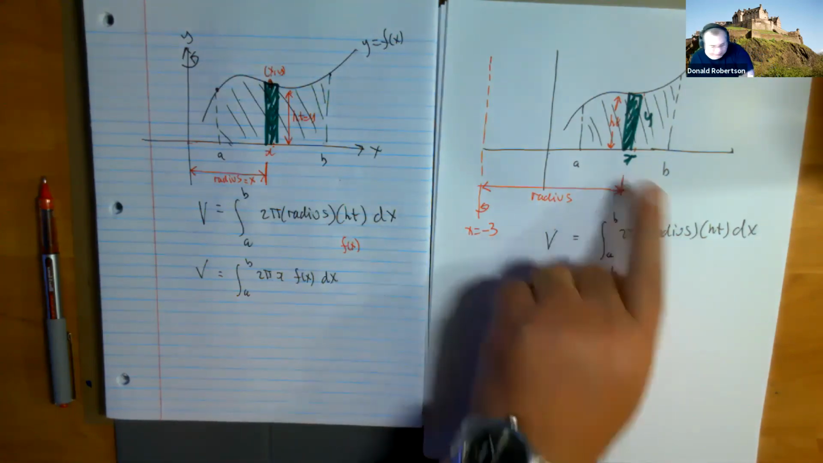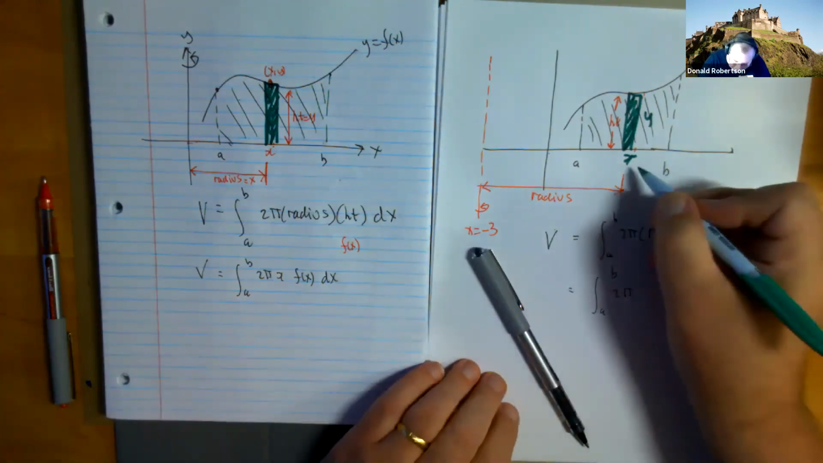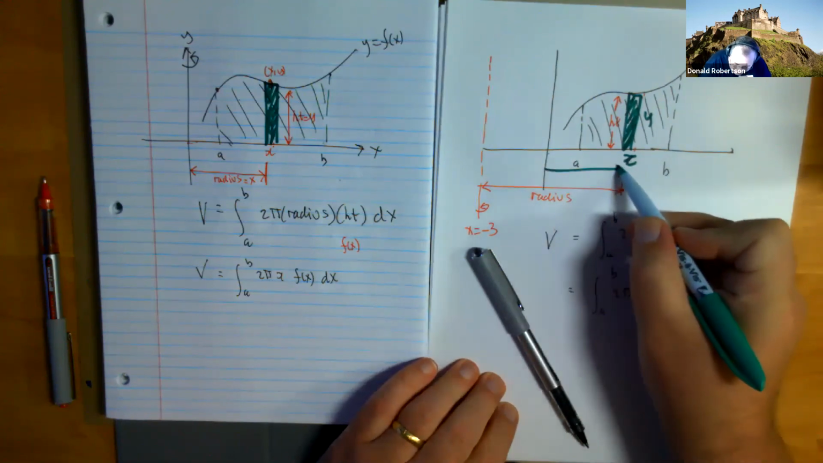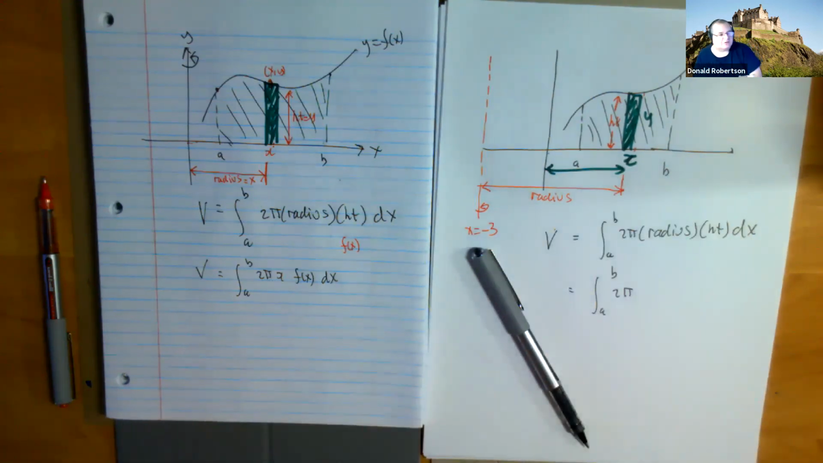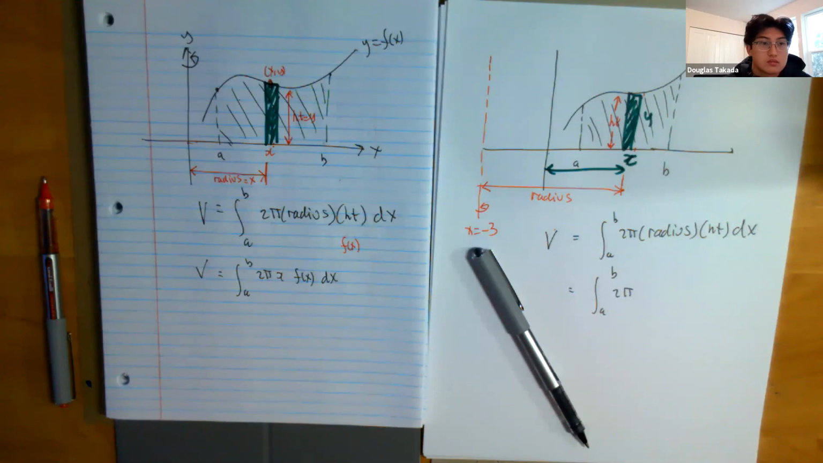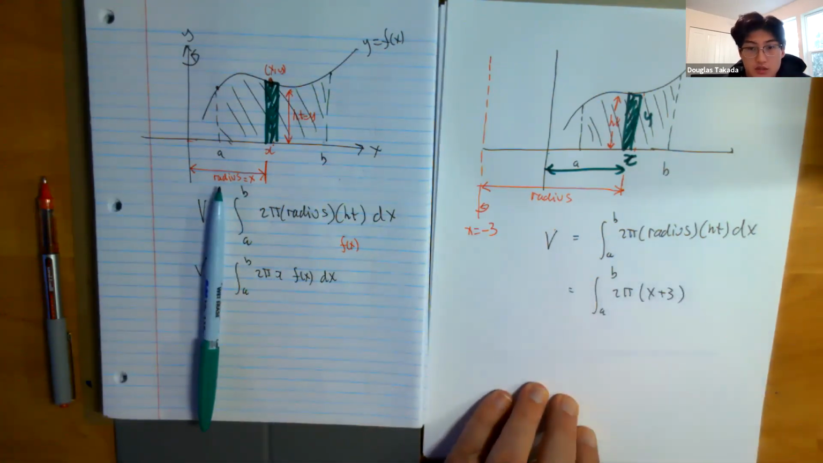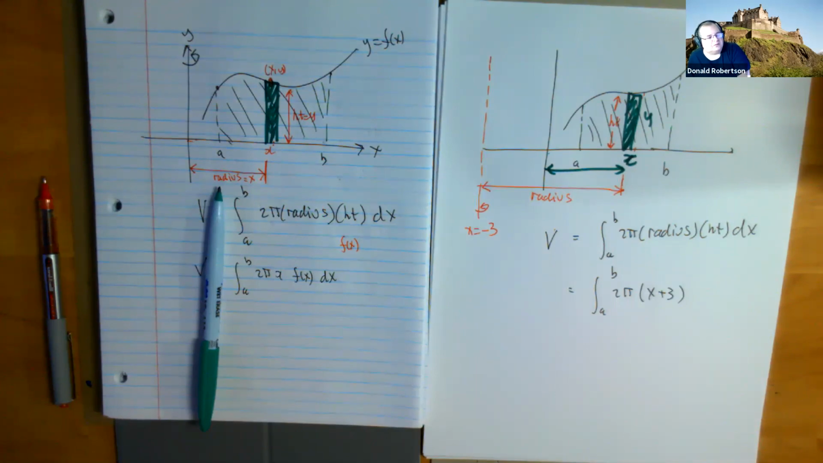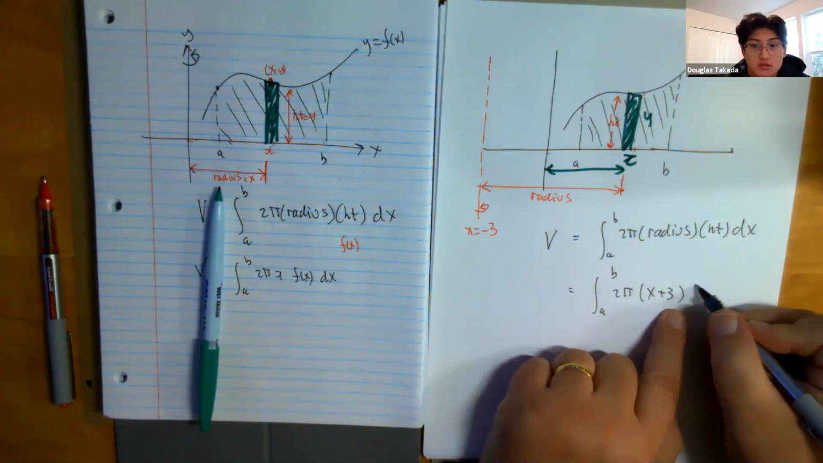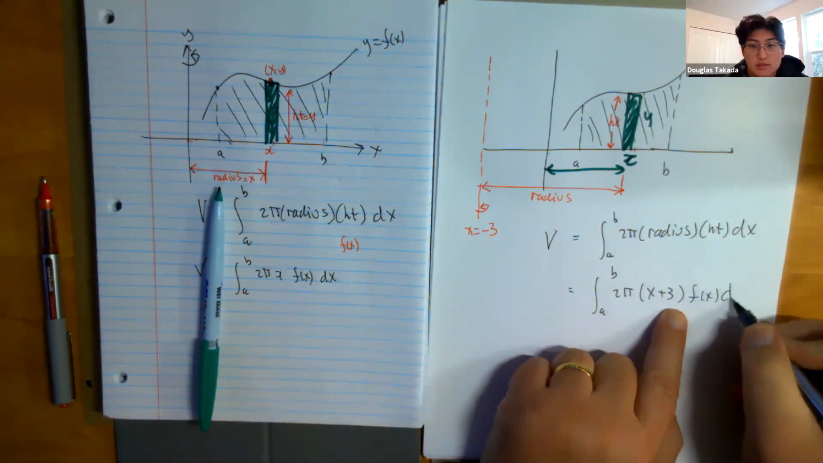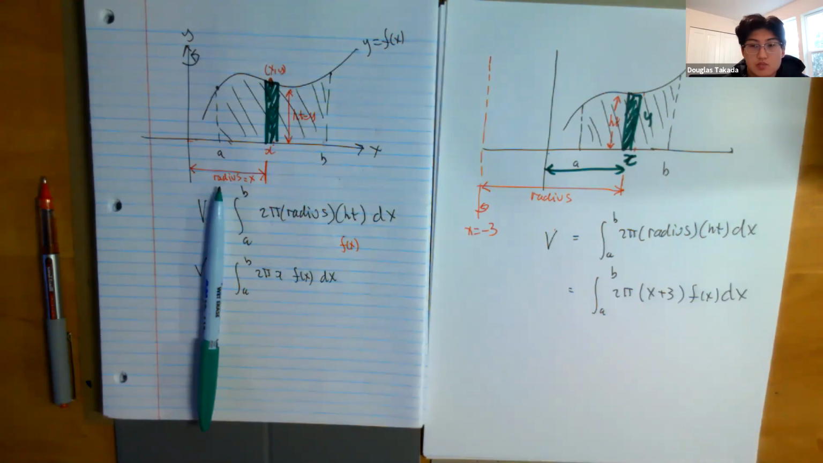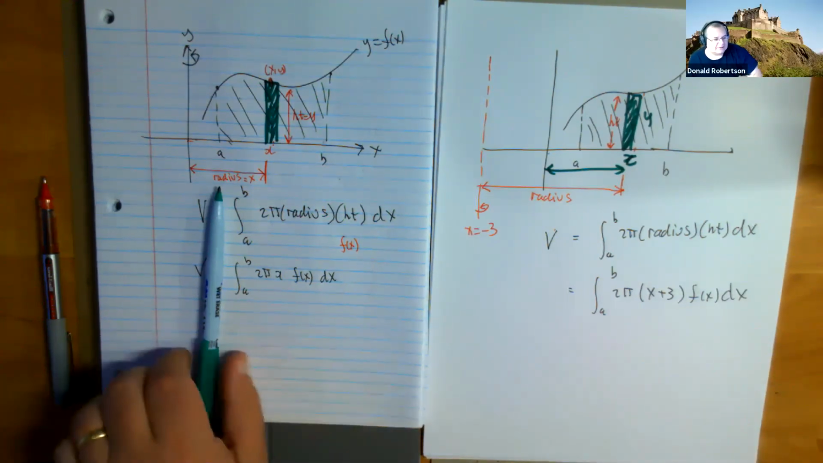Now, that position there is x. What do I mean by x? I mean that distance there, right? Is x. Would you add 3? Yes. Because that's how much farther away it is from the axis. You would do exactly that. And then the y is just the function. Yeah. Okay. It's beginning to click. Yeah, I think so.